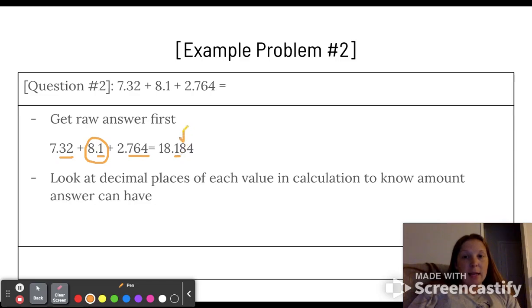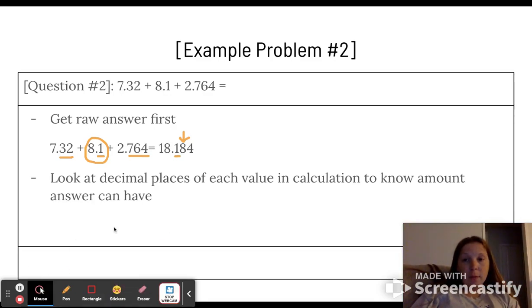But this 8 here is my rounder. This is the one that we look at to see if it's above or below 5. Okay. So when you look at that, 8 is above 5. It's going to cause my 1 to round up. So my answer would be 18.2 here.